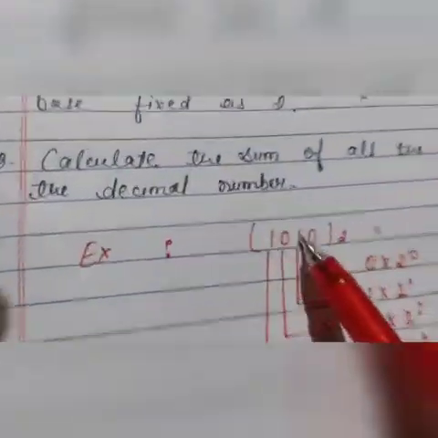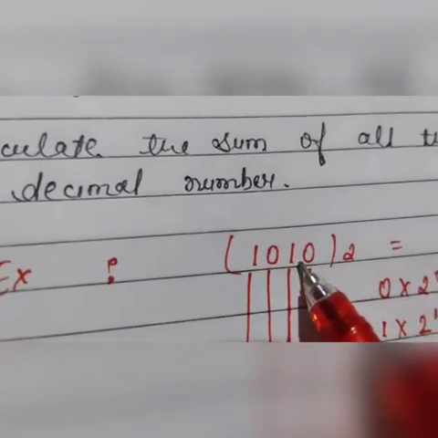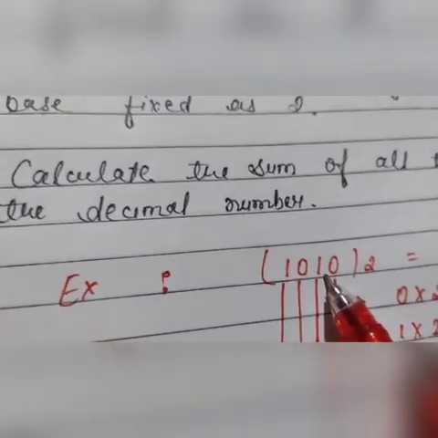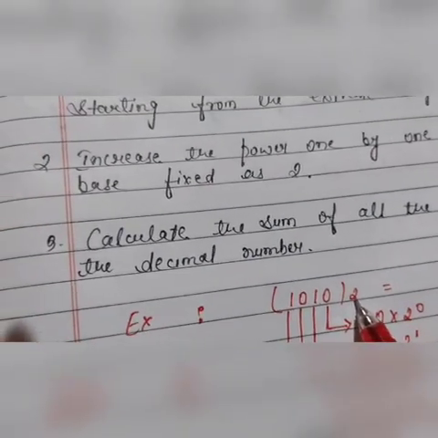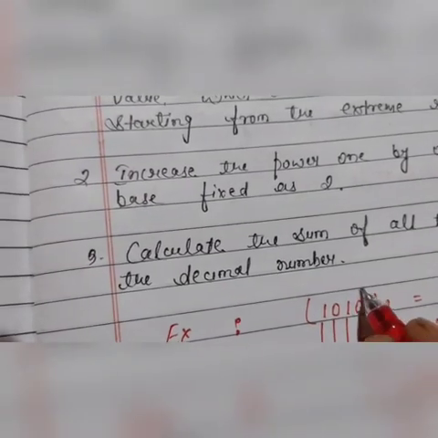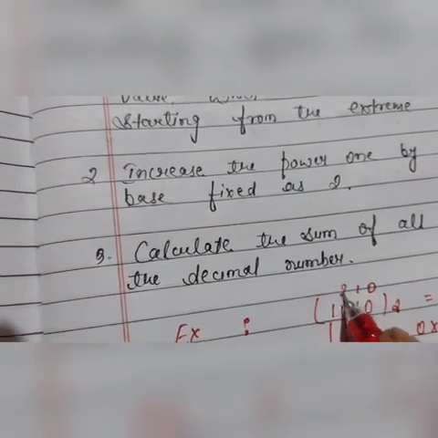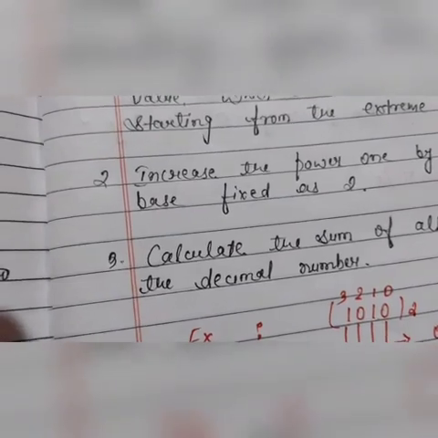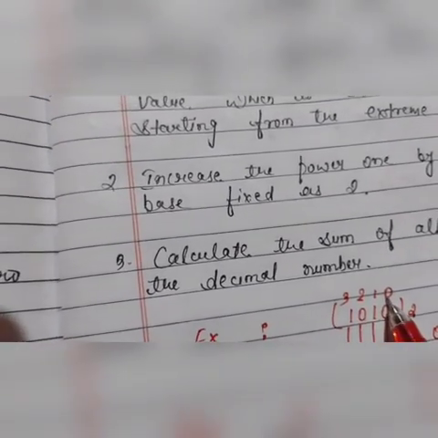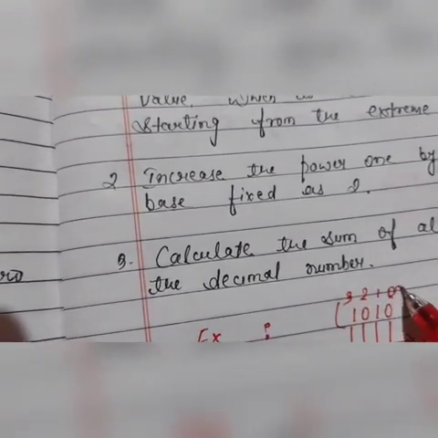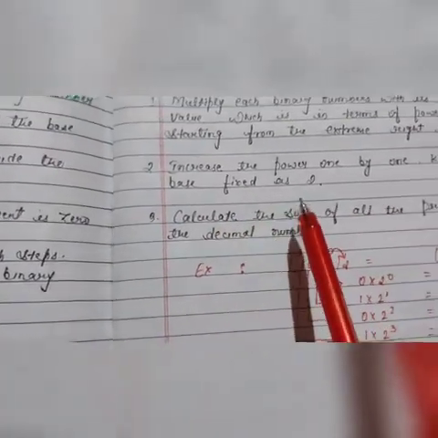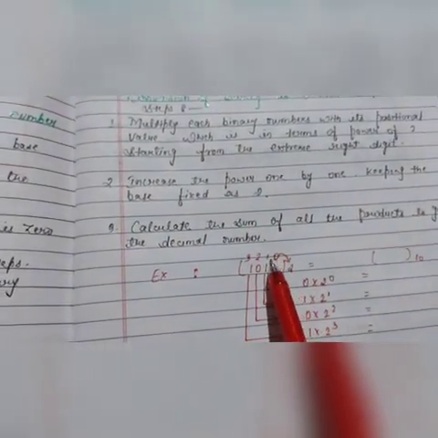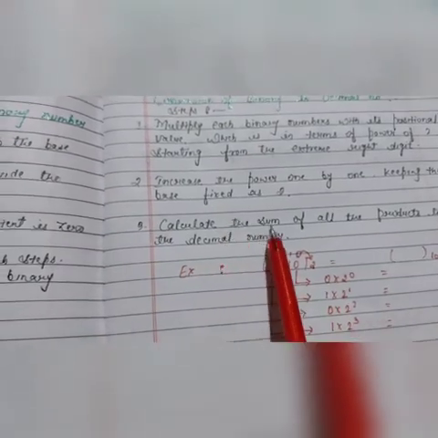So this is the question, 1 0 1 0. It is in binary form, and what you have to do is, on the extreme right side, put the positional value, and it will start from 0, like 0 1 2 3, and continue up to your number of digits. This is called the positional value, and this positional value will come as a power of 2. Got it? Increase the power by 1 each time, keeping the base fixed as 2. As we have done, we have increased the value 0 1 2 3. Then calculate the sum.